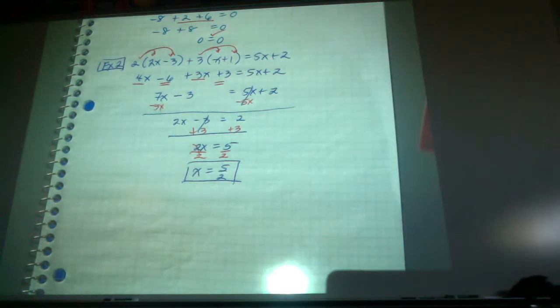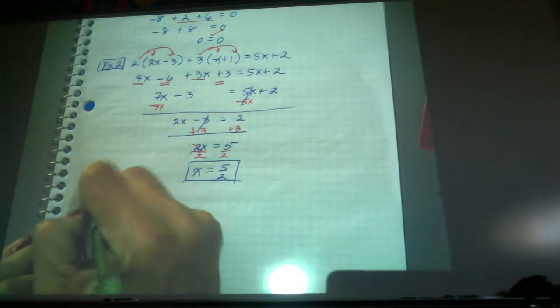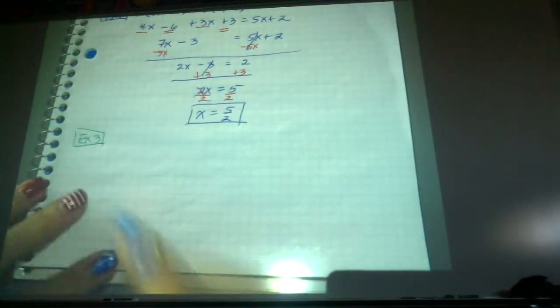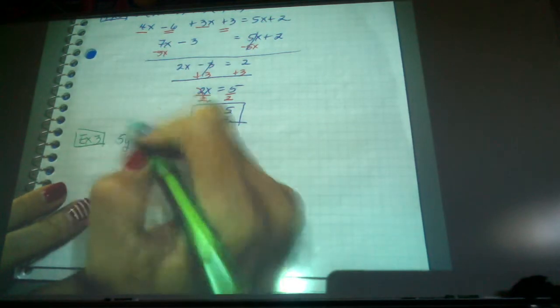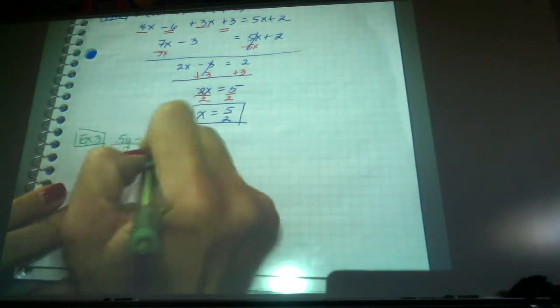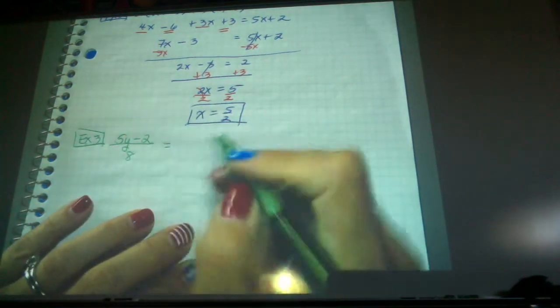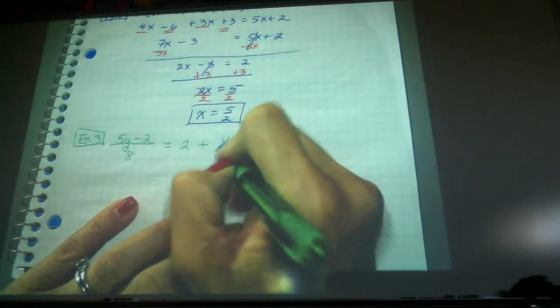Let's look at a little bit more difficult one. And I think I can fit it in this little space here. We'll find out. So we're going to solve (5y minus 2) divided by 8 is equal to (2 plus y) divided by 4.